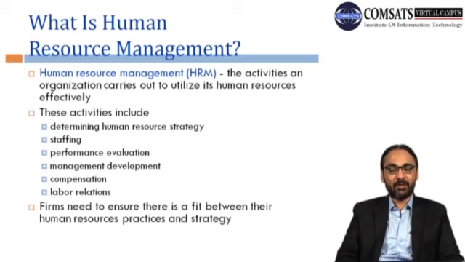Human resource management is the activities an organization carries out to utilize the human resource effectively. These activities include determining human resource strategy, staffing, performance evaluation, management development, compensation, and labor relations. These are the six elements that a firm has to deal with when making the human resource strategy in the international market. Considering that each market has its own characteristics, because of those market features, firms' human resource strategy can be different across the markets.